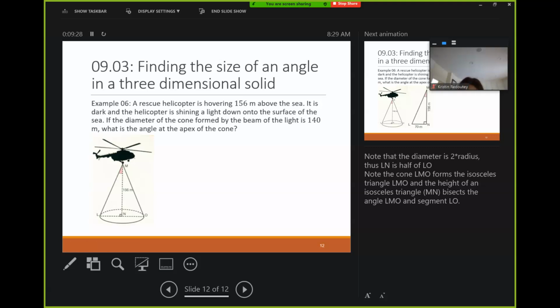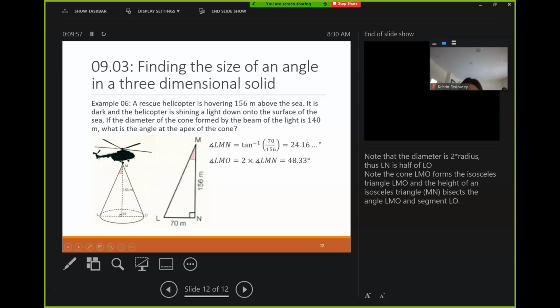Everybody sound good there? How do I know that this little pink part is half of the whole angle? It's an isosceles triangle. Yes, good. You guys were paying attention. All right. So we know these two pieces. How did I know this was 70? Yeah, half the diameter.